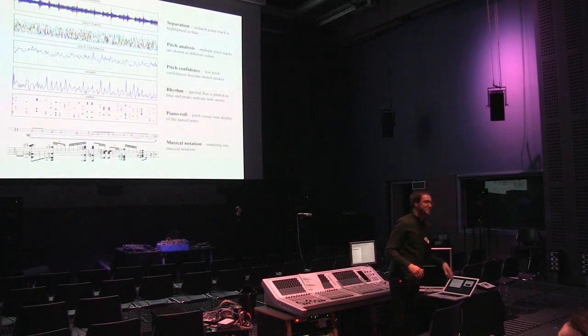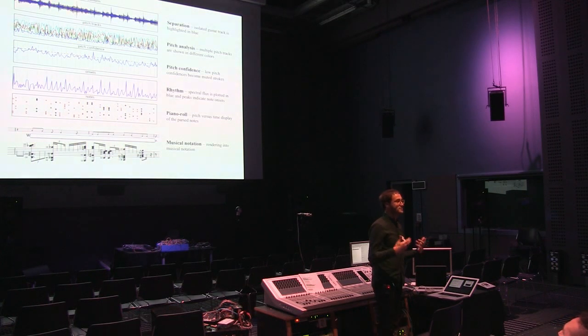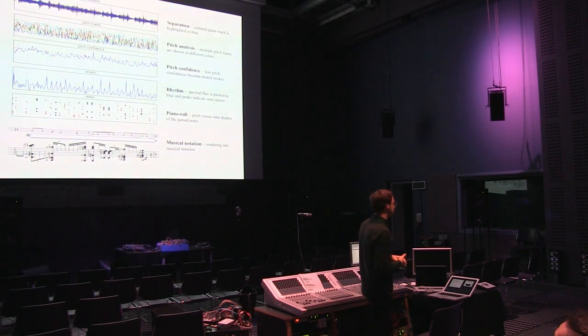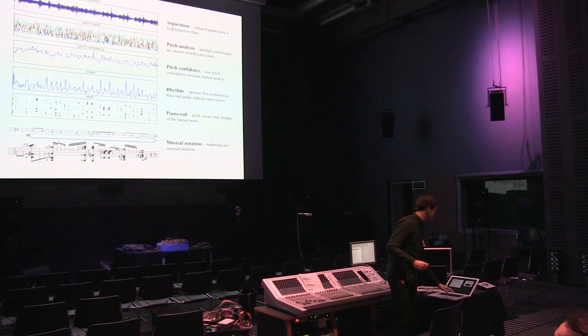So here's an image that illustrates the stages of the transcription process. The first graph is the source separation stage. Blue is the extracted guitar, gray is the mixture. I then show the pitch tracks, the rhythm tracking, and finally the rendering into music notation. I actually blocked out the words because I wanted to do this.